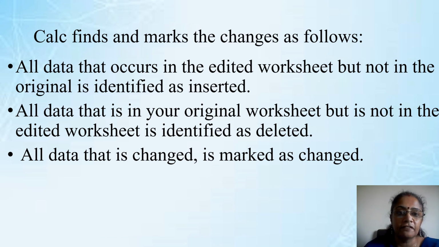So this is the way it identifies: wherever the data is there in the original but not there in the new one, it is considered as deleted. If it is not there in the original but it is there in the new one, then it is considered as newly inserted. Whereas the data which is there in both the original and the new one but which has been changed is marked as changed. So this way it helps to compare two documents which are exact copies of each other, that is, Save As. When you save a document using Save As and the same data gets changed, that is called comparing of the documents.